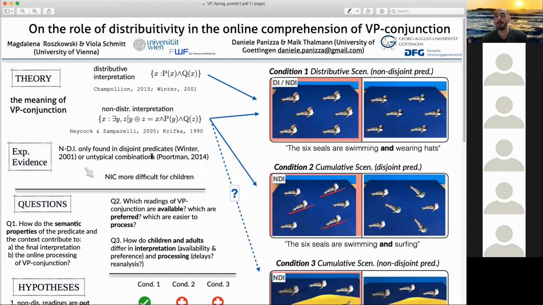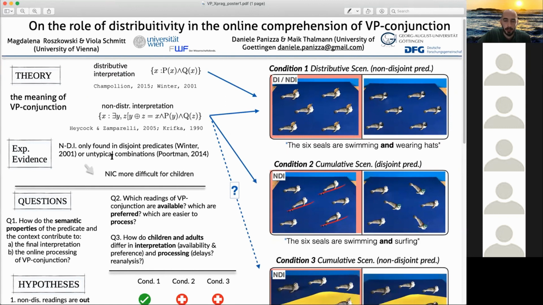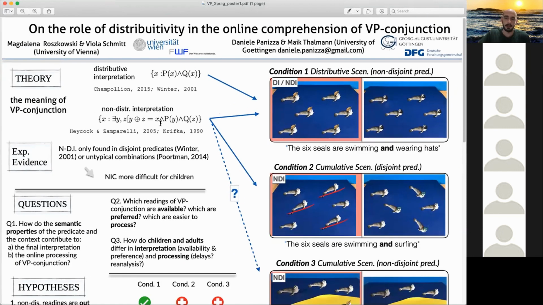So the topic is exactly the same as the one that has just been introduced by Hong Hao. The idea is that there are some different theories about VP conjunction, which is what happens when you conjoin two VPs, like in sentences like, the 6 seals are swimming and wearing hats. So it's exactly the same problem that we saw in the last presentation.